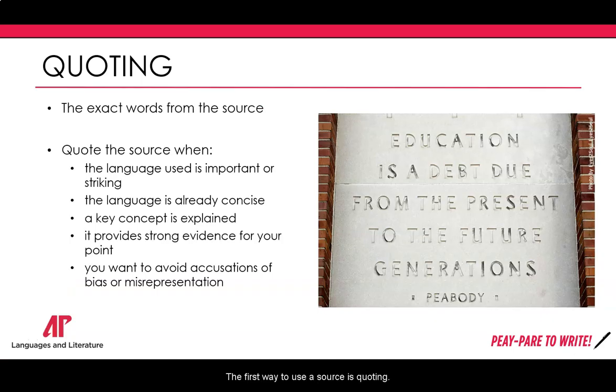The first way to use a source is quoting. Quoting involves using the exact words and punctuation from a source. You should not make any changes to the original language. You should quote the source when the specific language used is particularly important or striking, the language is already concise, a key concept is explained, it provides strong evidence for a point you want to make, or you want to avoid accusations of bias or misrepresentation.